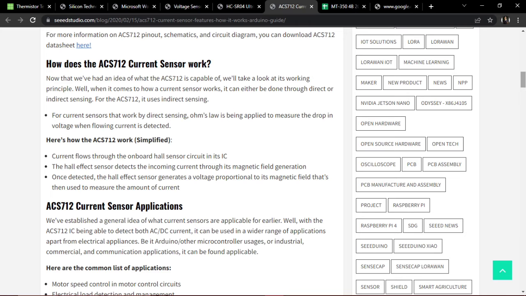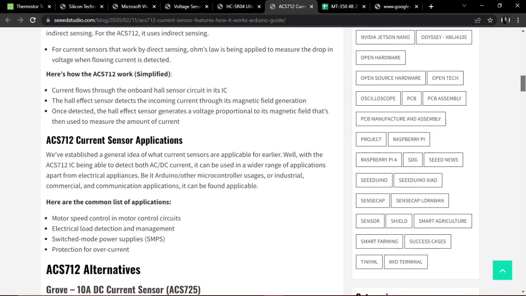Current sensor applications. We have established a general idea of what current sensors are capable of earlier. Well, with the ACS712 IC being able to detect both AC and DC current, it can be used in a wider range of applications apart from electrical appliances. Be it Arduino, other microcontroller usages, or industrial, commercial and communication, it can be found applicable. Motor speed control in motor control circuits, electrical load detection and management, switchboard power supplies, or protection for overcurrent.